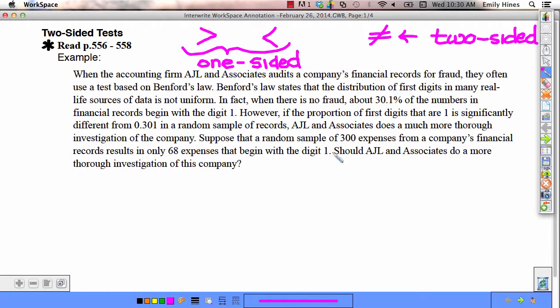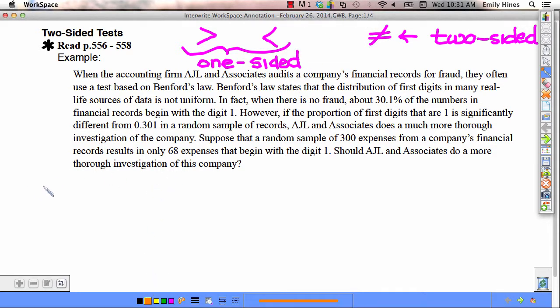So let's suppose that they look at a random sample of 300 expenses from a company's financial records and they only see 68 expenses that begin with the digit 1. The question is, should they do a more thorough investigation of this company? Notice that here they're not telling us specifically to do a test or an interval, so really we get to pick. We'll work through it both ways just so you can see how it works either way, and to review Chapter 8 as well.